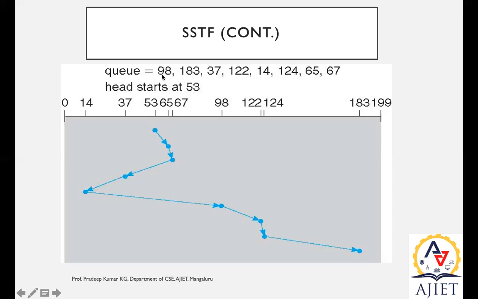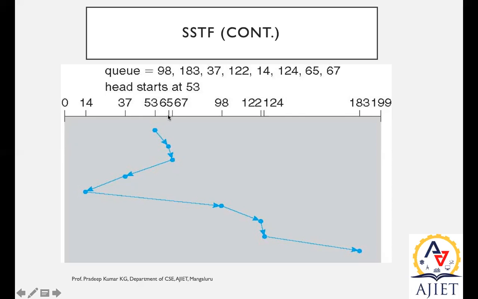Now, based on that, from 53 the next immediate position is 65. How to calculate the seek time? 65 minus 53, that is 12. That is shortest, compared to 37 to 53. So 65 is visited first. Draw the arrow mark from 53 to 65.